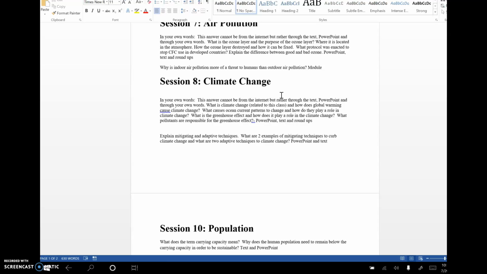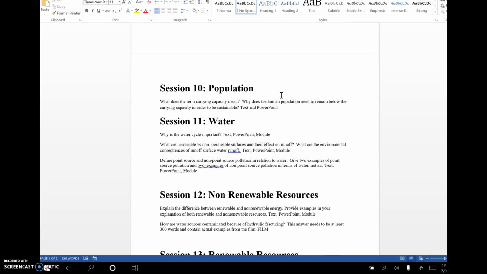And then the next question is explain mitigating and adaptive techniques in terms of climate change, so ways that we adapt to climate change and ways that we try and mitigate climate change, and I want you to give me 2 examples of each and explain the definition.